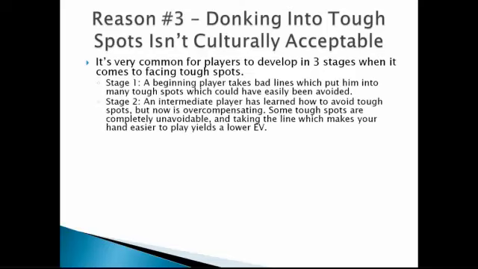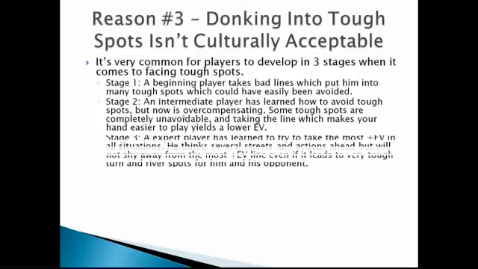Stage 2 is when an intermediate player has learned how to avoid tough spots but is now overcompensating. Some tough spots are completely unavoidable, and taking the line which makes your hand easier to play yields a lower EV. This is one of the most common leaks I see in small stakes and micro stakes players: they're trying so hard to dodge tough spots that they end up taking lines which yield a lower EV simply because they don't want to deal with possibly making a mistake on the turn or the river, or not knowing what to do on a couple of river cards. These are usually winning players that are doing this too, by the way, in stage 2.